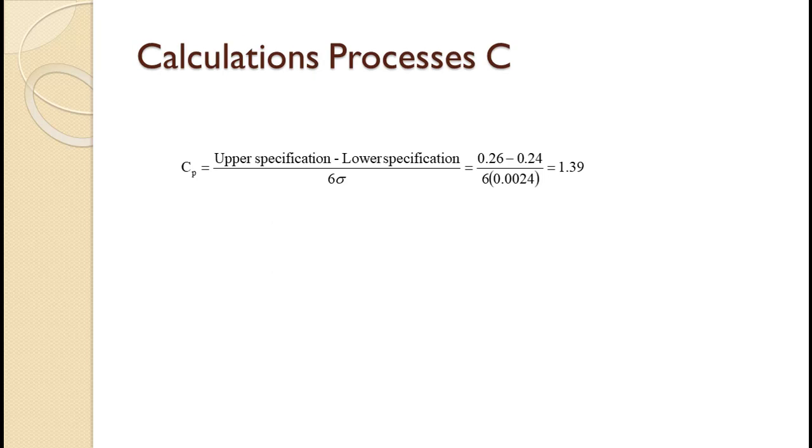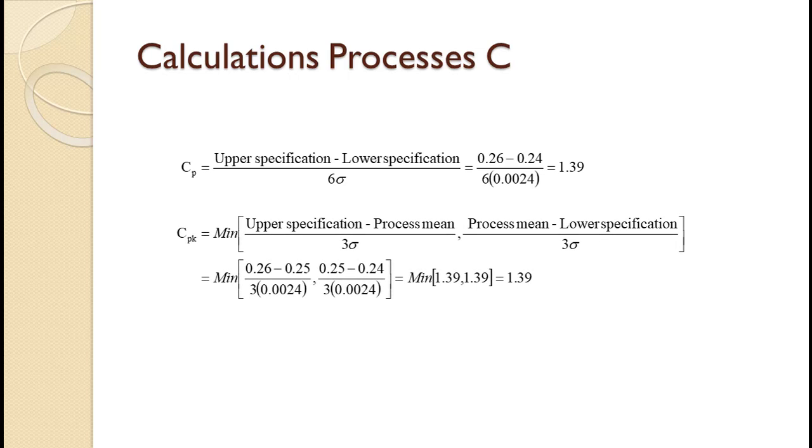For process C, the upper specification of 0.26 minus the lower specification of 0.24, quantity divided by 6 times the standard deviation of 0.0024, yields a C sub P value of 1.39. For C sub Pk, the upper specification of 0.26 minus the process mean of 0.25, quantity divided by 3 times the standard deviation of 0.0024 yields 1.39. The process mean of 0.25 minus the lower specification of 0.24, quantity divided by 3 times the standard deviation of 0.0024 yields 1.39. The minimum is 1.39, so C sub Pk indicates the process is fully capable.